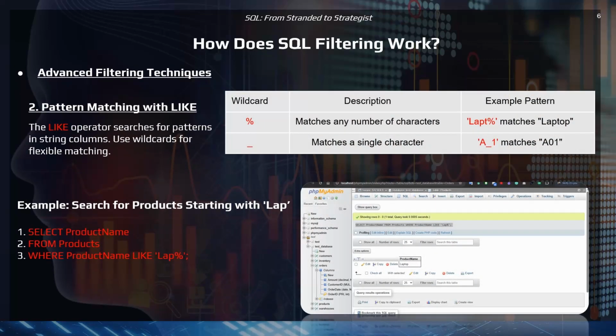Second technique is pattern matching with like. The like operator searches for patterns in string columns. Use wildcards for flexible matching. Check the example for searching for products starting with lap.